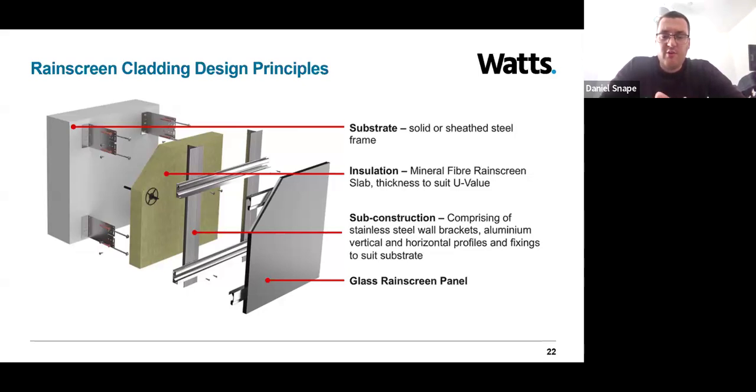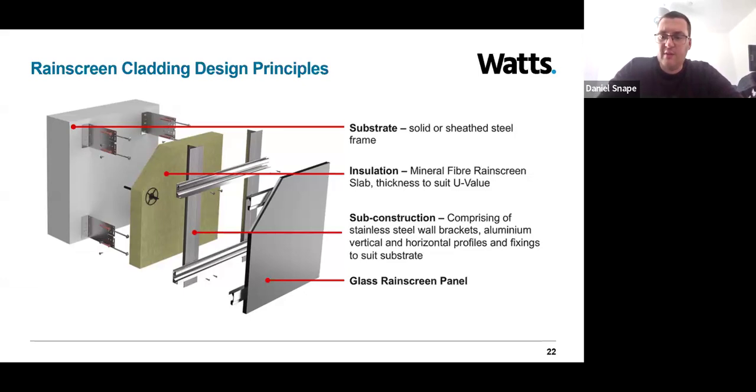This could be formed of materials such as mineral fibre, and the specification of that will really be determined based on required U values or sustainability targets. We then have the subconstruction to the outer layer itself. So here you see a bracketry system, basically.